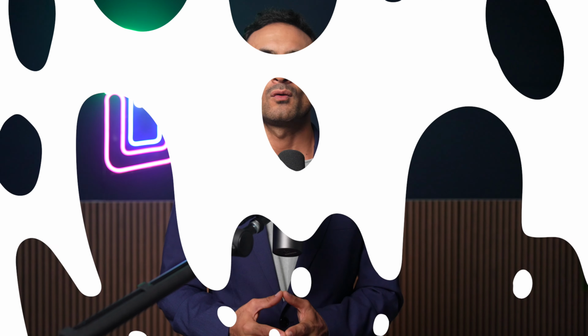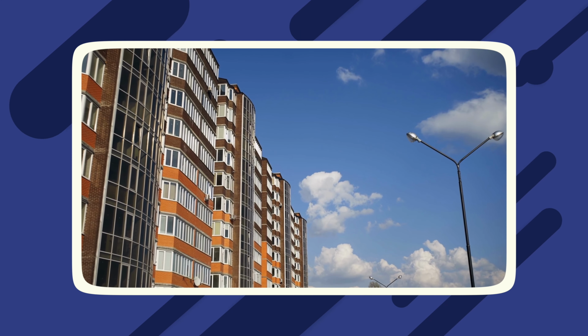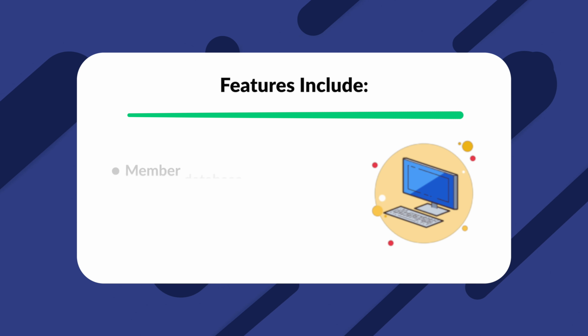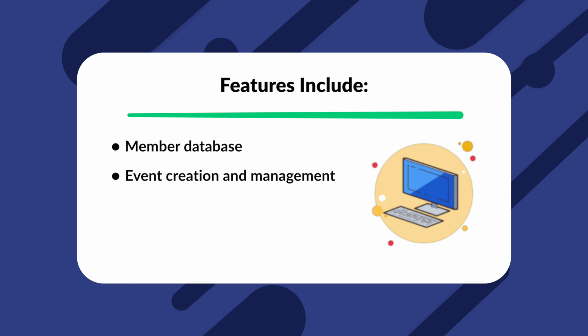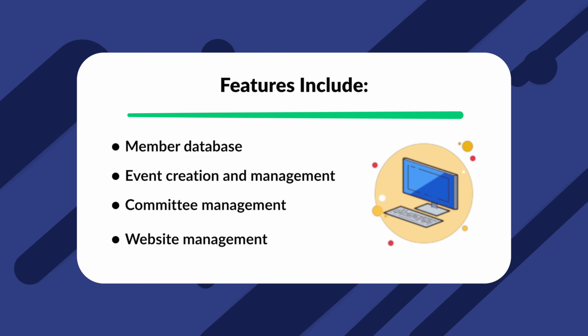WildApricot. WildApricot is an HOA management software designed for associations. If you manage condos, co-ops, or an HOA community, WildApricot could be a good fit. With WildApricot, you don't get calendar management or work order management, which are features that some community managers depend on. But you do get a suite of other features. Their features include member database, event creation and management, committee management, and website management.